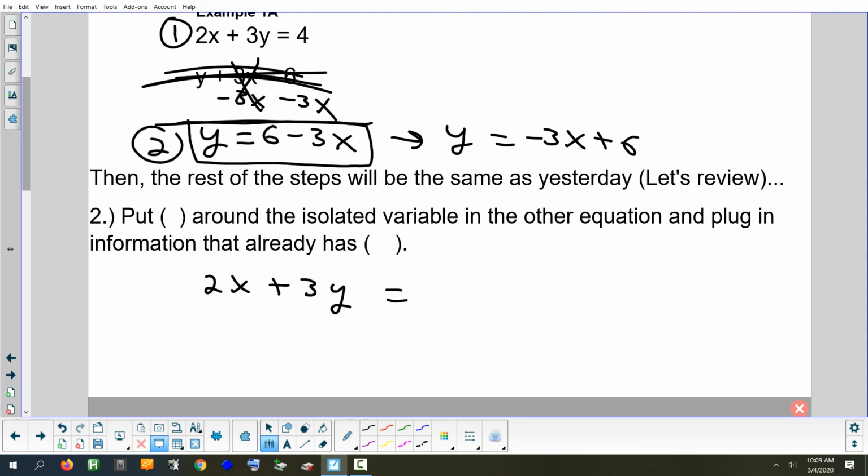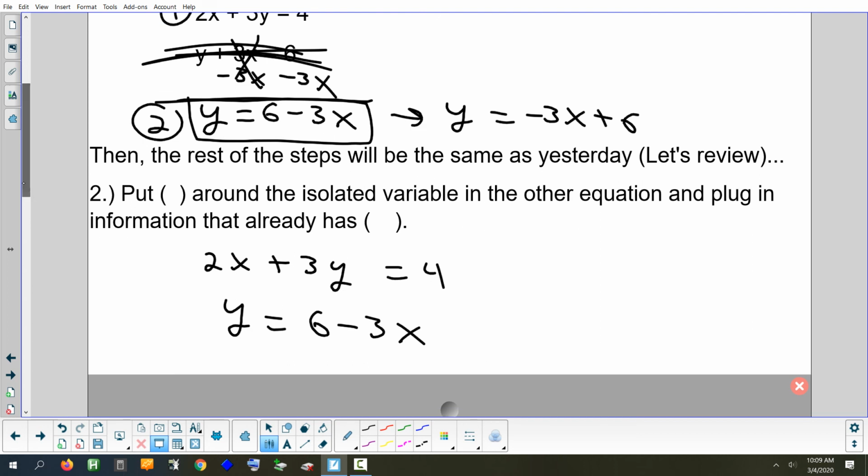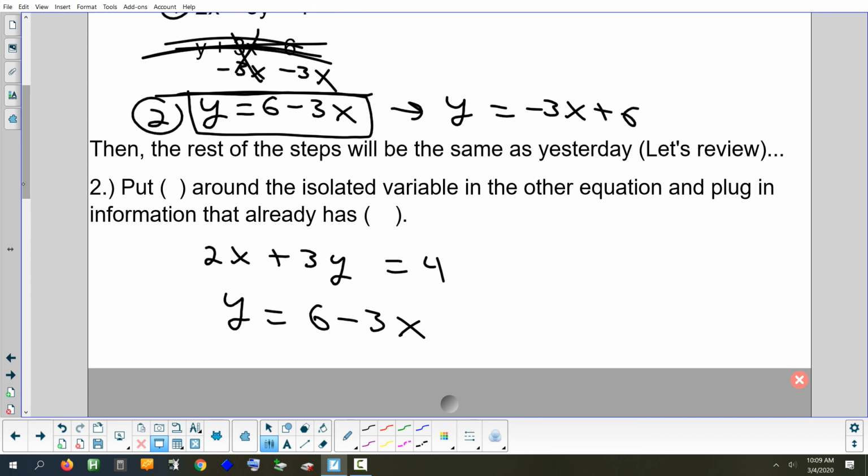2x plus 3y equals 4. Y equals 6 minus 3x. Okay. Which equation here is going to have parentheses around the group of stuff? The top one or the bottom one? The bottom one. And what's going to be the group of stuff that has parentheses around it? 6 minus 3x. Perfect. Now, what do you put parentheses around in the top one? Just the y.